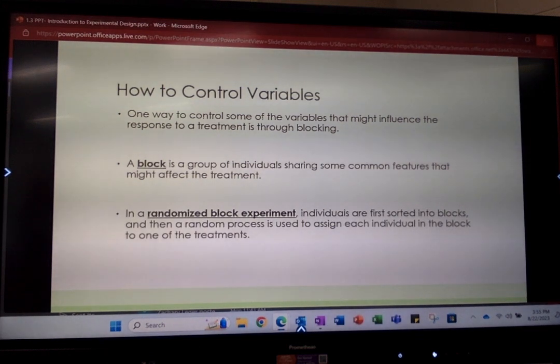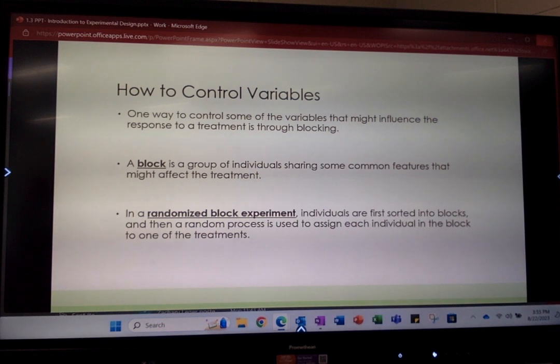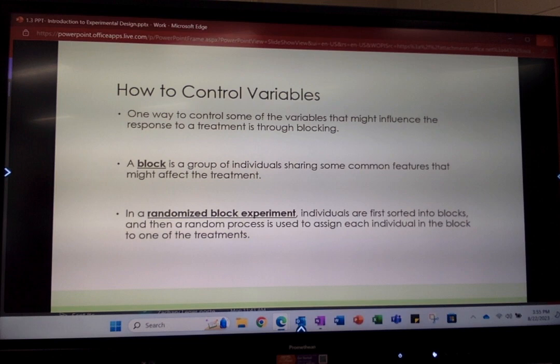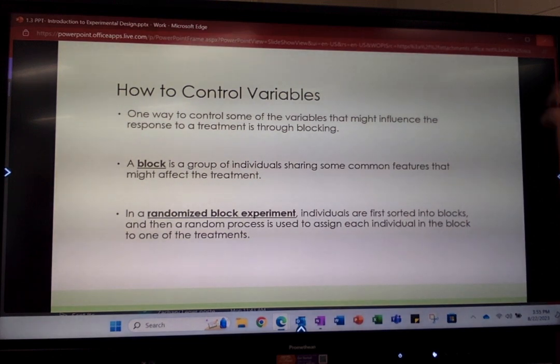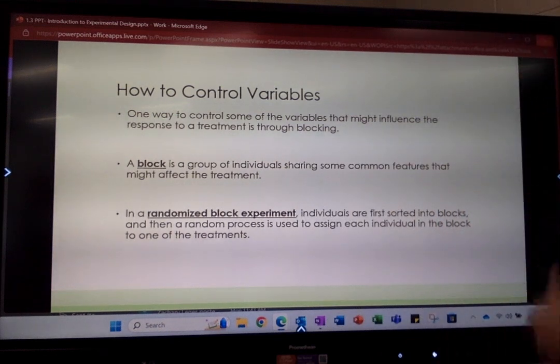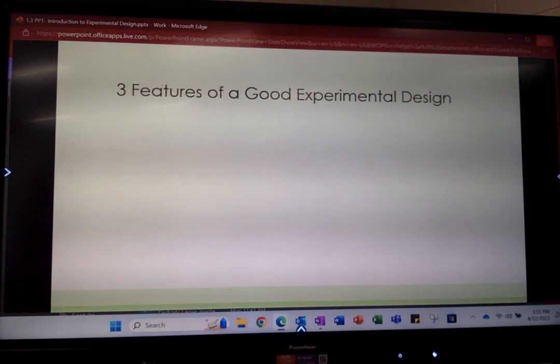So one way that we can look at this is through a randomized block experiment. Individuals are first sorted into blocks, and then a random process is used to assign each individual in the block to one of the treatments. So this is kind of more like a stratified sampling kind of deal, where you're putting individuals into groups, and then you're randomizing each person in each group to one of the treatments.